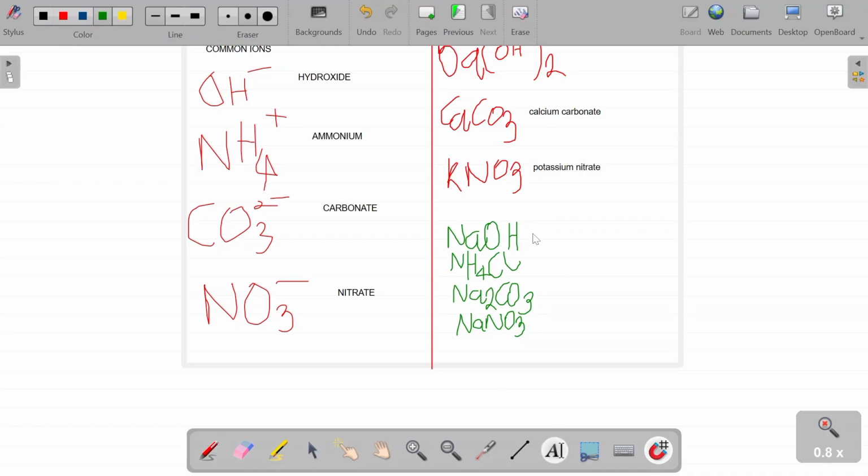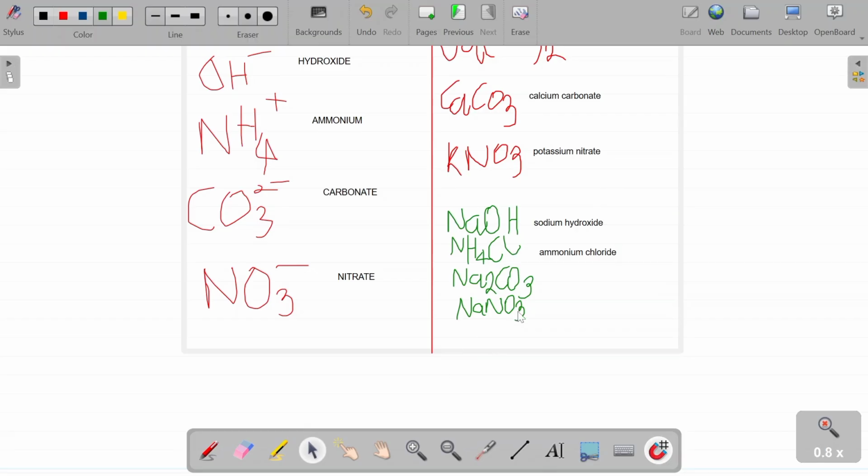So the first one, we start from the first element, that's sodium hydroxide. The second one, start from the first one, which is NH4. We called it ammonium. So the name of that ion is ammonium. We have Cl. Cl is chloride. So ammonium chloride.